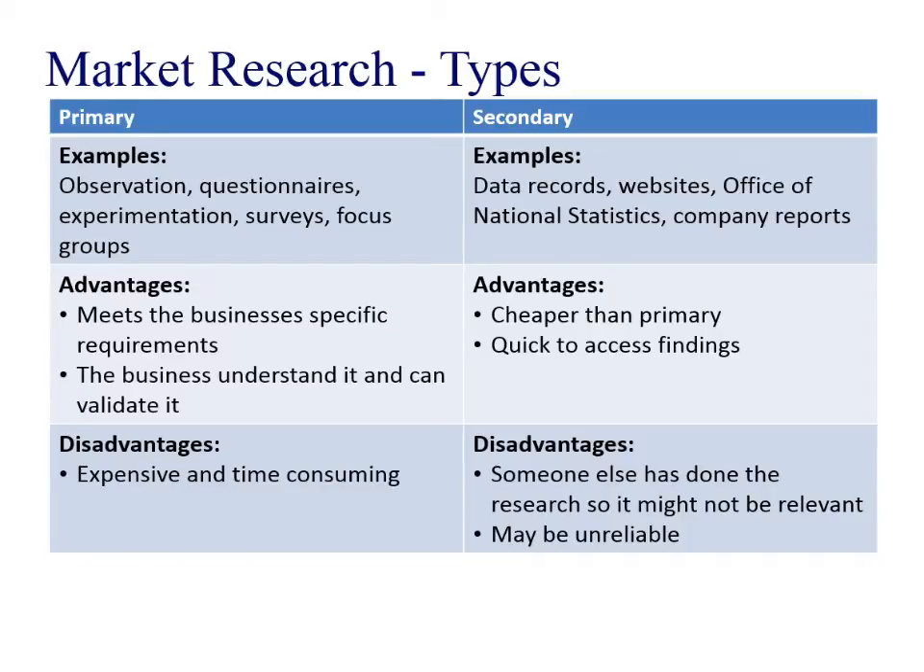Okay, so what's really important is that you can give examples of different types of market research. So when we're looking at primary market research, the way that you'd collect it, questionnaires and observation I've already mentioned, maybe some experimentation, maybe surveys or focus groups done with customers. Whereas secondary market research, probably data that already exists, data records. It could be other websites or journals or research that's been published, that's been carried out by other market researchers. Could be the Office of National Statistics that's published information, or census information, or even company reports with financial information in it.